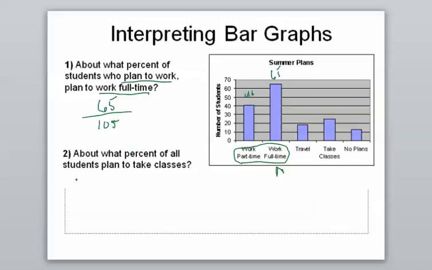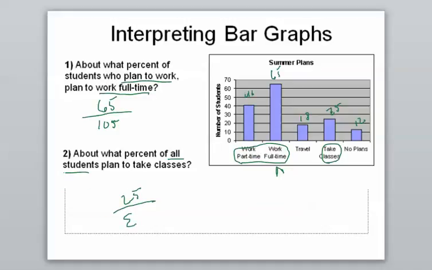Okay? What about the students who plan to take class? What percentage of all students, see, all students, plan to take classes? Well, there's some classes right there. And we're going to say that this one is at 25. And this one is at 12, and this one is at 18. I'm guessing because I really can't tell for sure where they are. But you would take 25 divided by the sum of all those numbers.